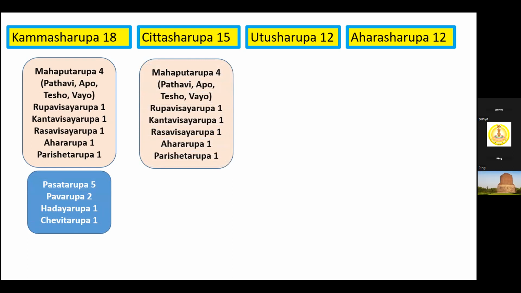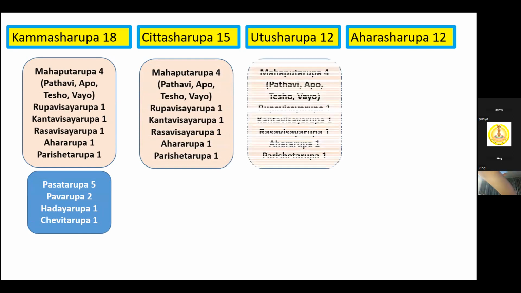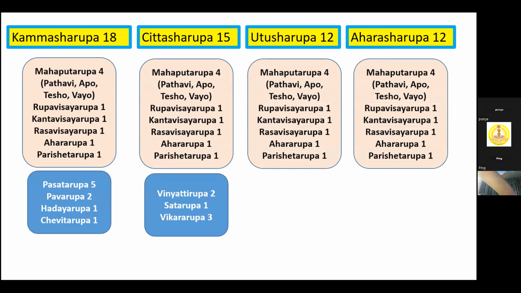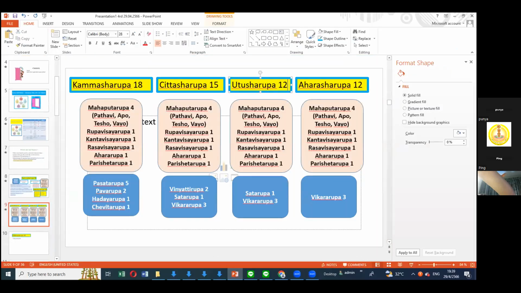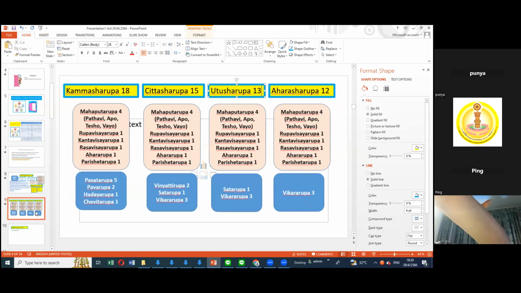Here, Chitta Sharupa 15 has something the same, but changed a little bit: Vinyati Rupa 2, Sadarupa 1 and Vikara Rupa 3 here instead of here. It's very easy to remember from this chart. And Utu Sharupa 12 has Sadarupa 1 and Vikara Rupa 3 only, and doesn't have Vinyati Rupa 2. This one is composed of Utu Sharupa 12 and also Ahara Sharupa. This one is 13 and Ahara Sharupa is 12. This is a mistyping. So Ahara Sharupa 12 only has this and Vikara Rupa 3.